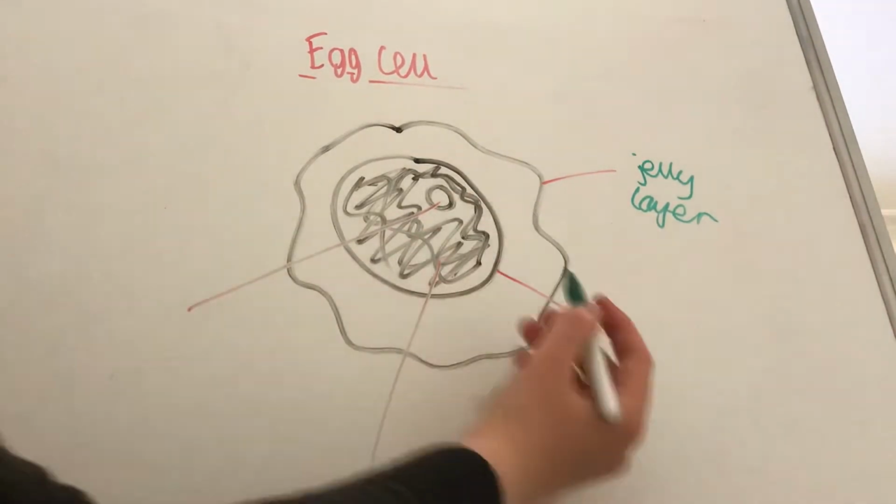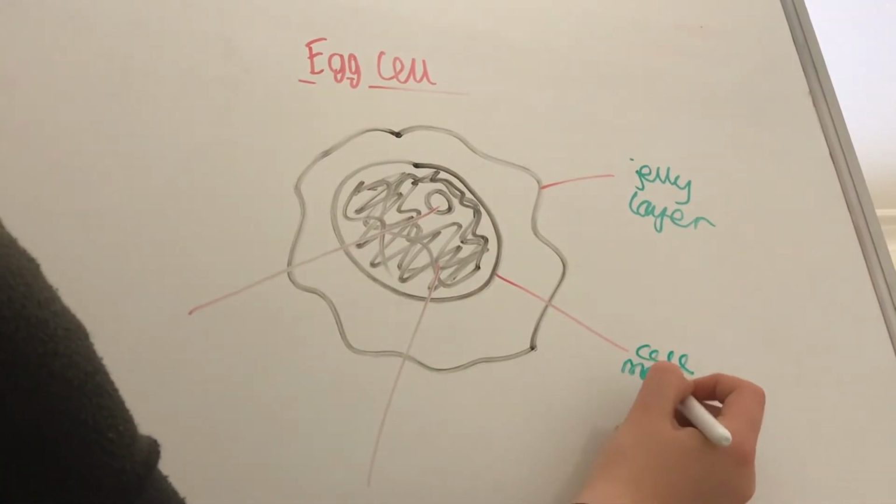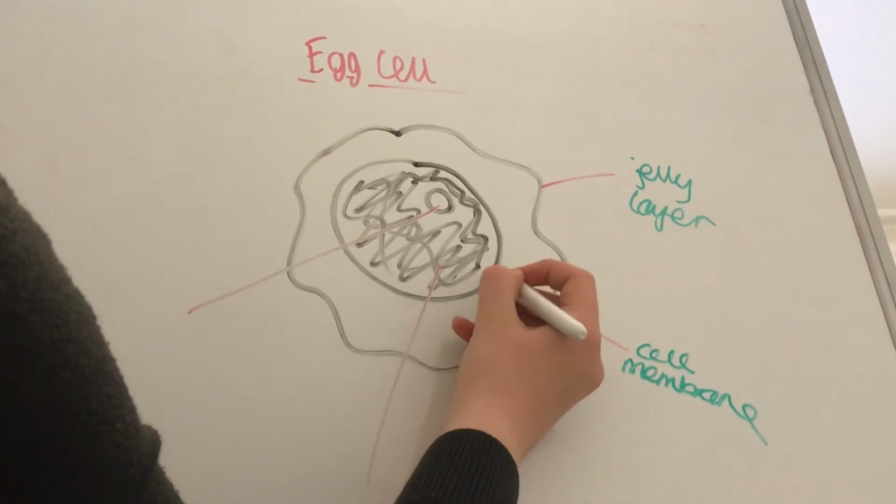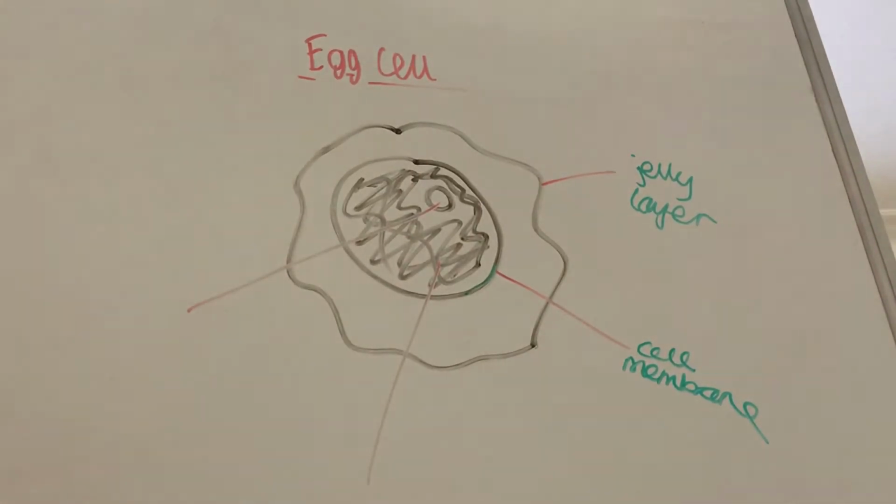Looking back to the cell structure video, we've got the cell membrane. That's this line here, all the way around the circle. What's the purpose of the cell membrane? It controls the movement of substances in and out of the cell.